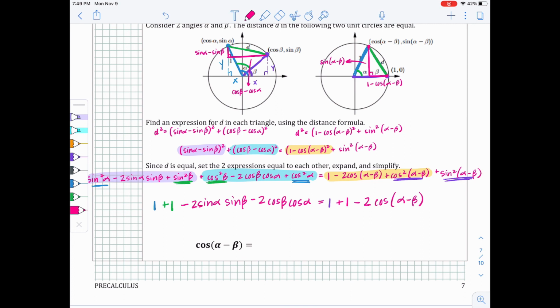Now we can take the two ones on the right side and the two ones on the left side, and they would cancel each other out. And now everything, you'll notice, has a -2 as a factor, so we can reduce that away from everyone. And so what we have left is the identity.